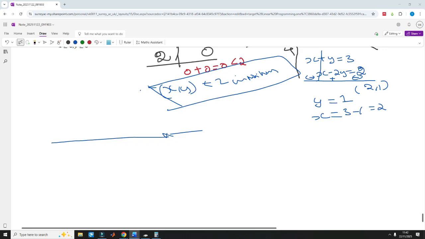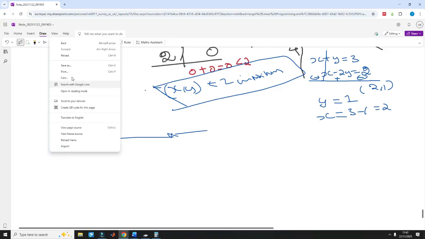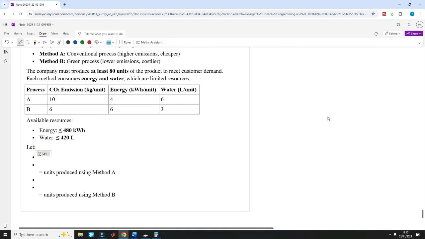So you have to formulate the LPP problem. Oh my God, I don't know what's the problem. Okay, yeah, it's working.